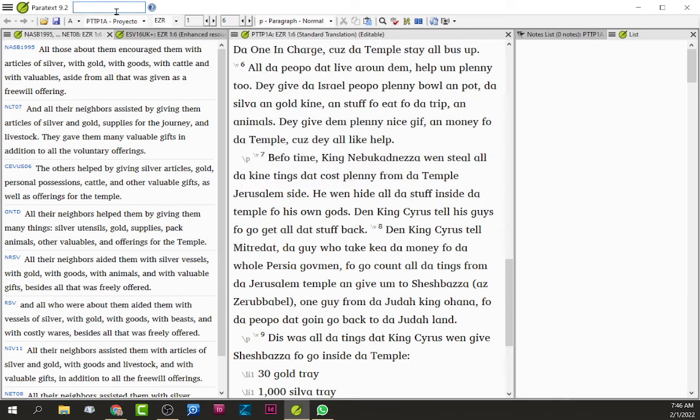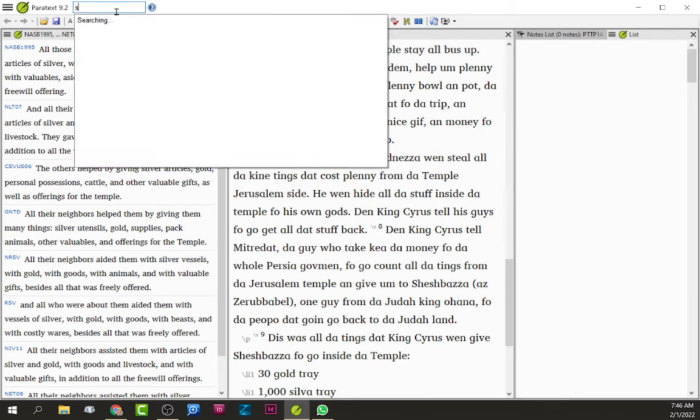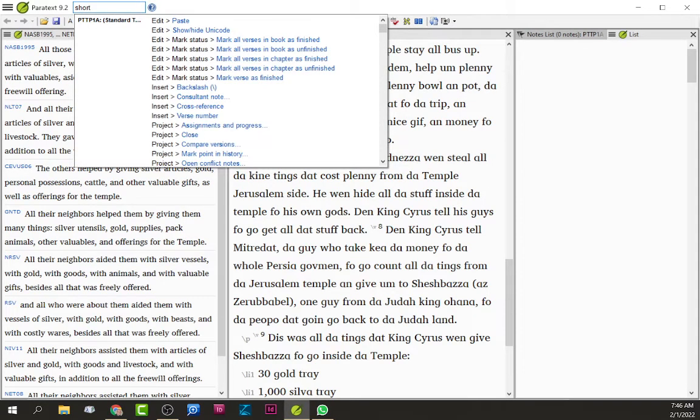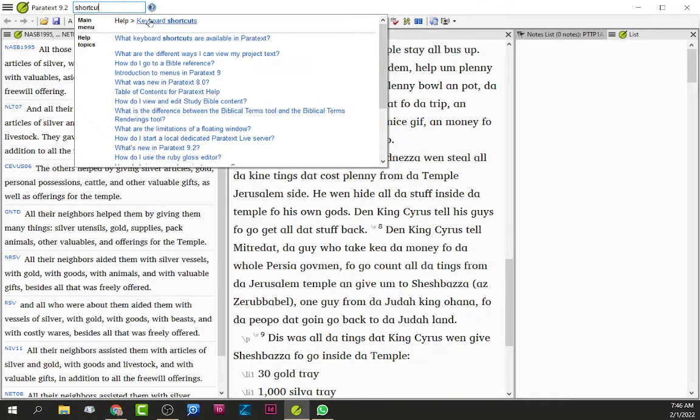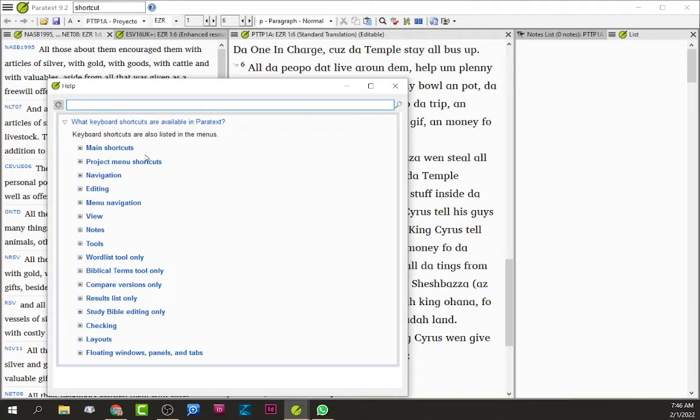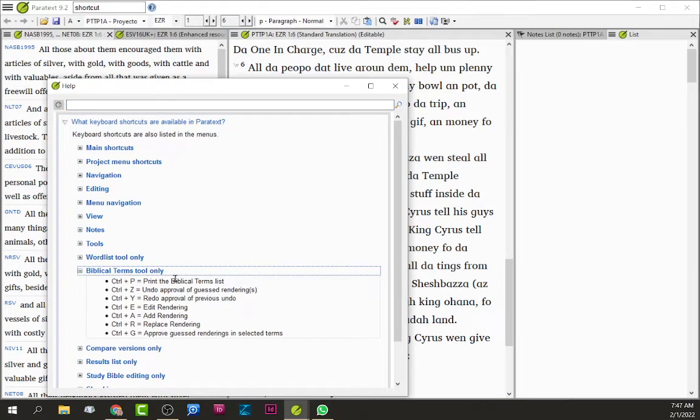I can also see shortcuts by typing shortcut in the list, and that gives me the list of keyboard shortcuts, and I can expand any of these to see what the shortcuts are for that particular item. Hopefully that helps.